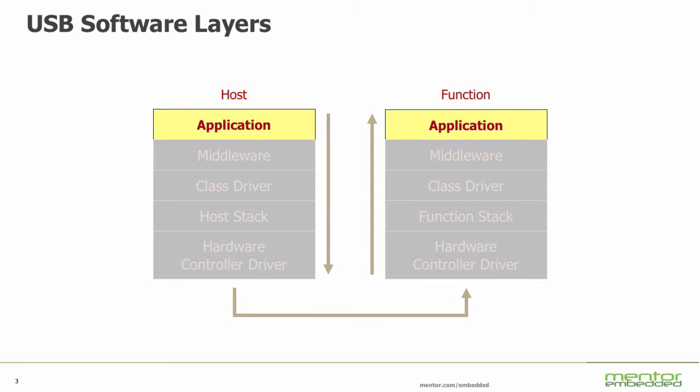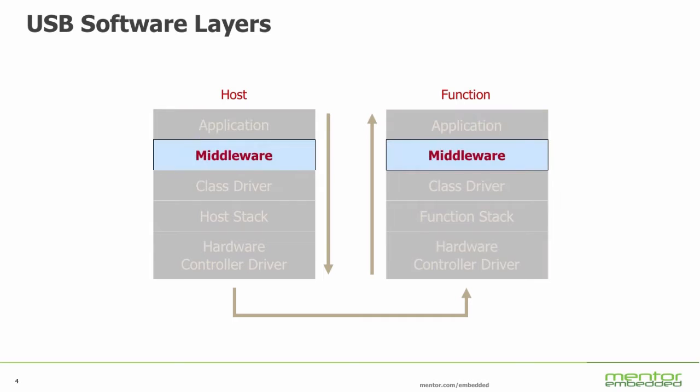At the top of the stack, we have the application layer. So this is the program you're running on your host computer perhaps, or it's the application software on the peripheral device, depending which side of the bus you're talking about. Next layer down will be middleware. So this is something like a file system or whatever, which characterizes the kind of data you're dealing with.